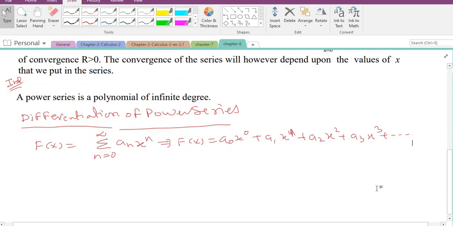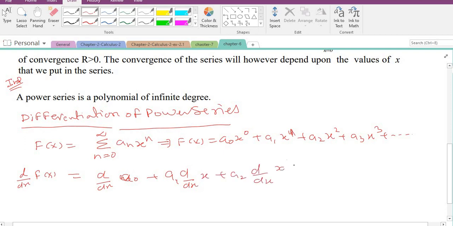If I want to differentiate this power series, we just differentiate both sides. d/dx of f(x) is equal to d/dx of a_0 into x to the power 0, which is 1, plus a_1 d/dx of x plus a_2 d/dx of x square plus a_3 d/dx of x power 3 plus and so on.